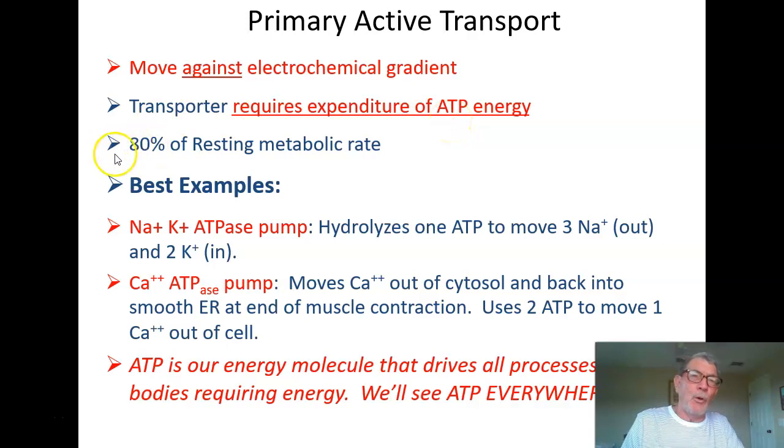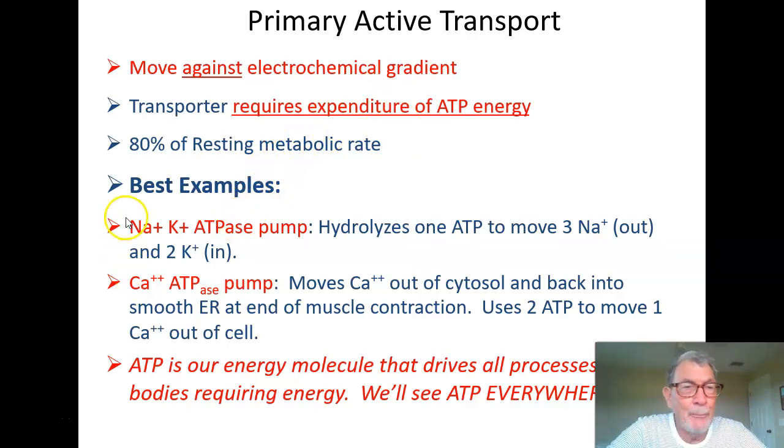These are so important that 80% of your resting metabolic rate is just these transporters using up energy just to keep stuff where it's supposed to be in your body, on this side of the membrane instead of that side. If you got too much over here, you move it over this way. You got too much over here, you move it that way. And keeping stuff on the right side of the membrane uses up most of our resting energy.